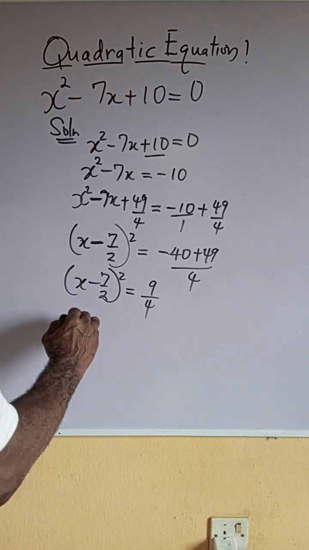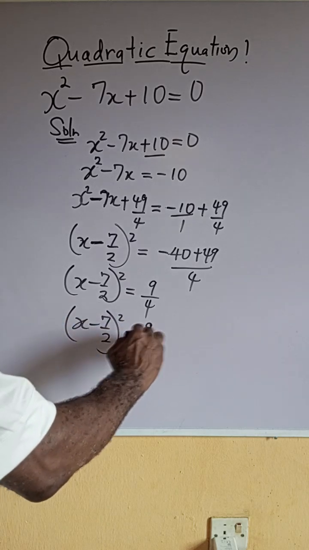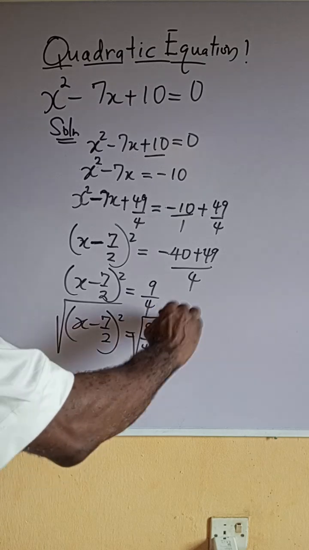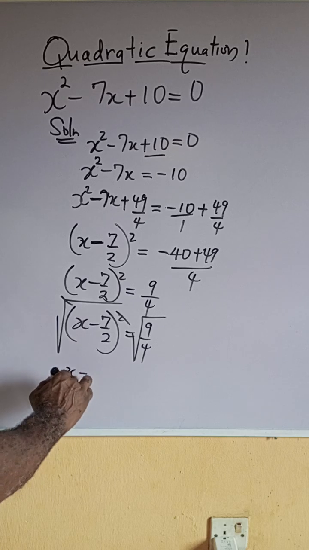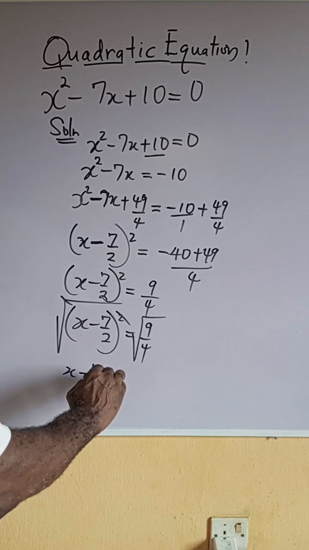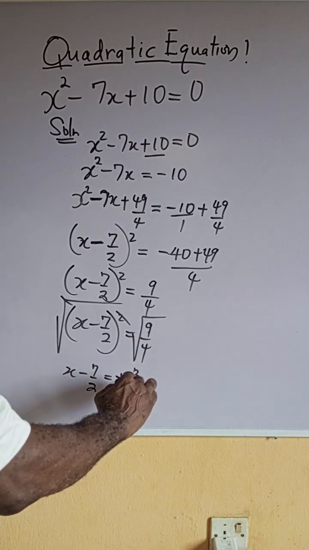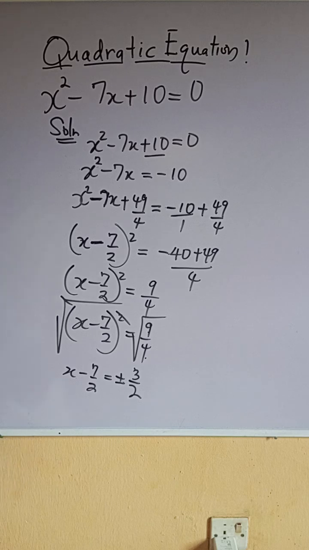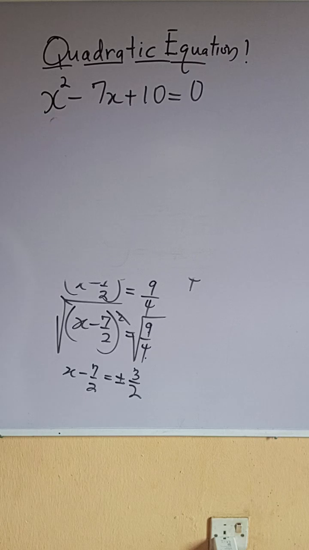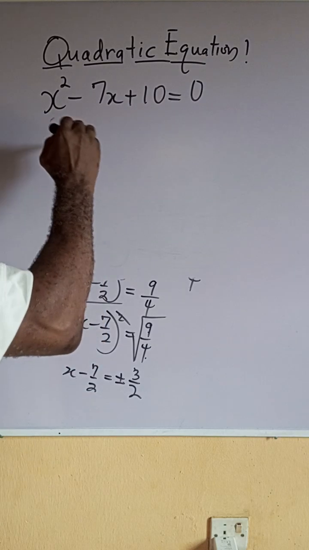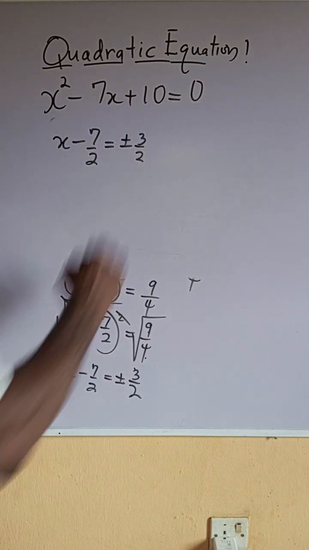So next we're going to take the square root of both sides. Okay, the square root of both sides. If we do that, these two will eliminate this square root sign, so that x minus 7 all over 2 will be equal to plus or minus, the square root of 9 is 3, the square root of 4 is 2. All right, so let me wipe off this portion so that more space will be created. Now we have x minus 7 all over 2 equal to plus or minus 3 all over 2.